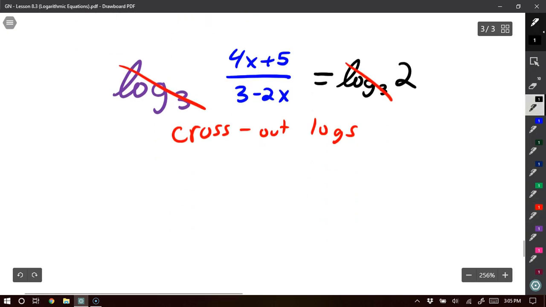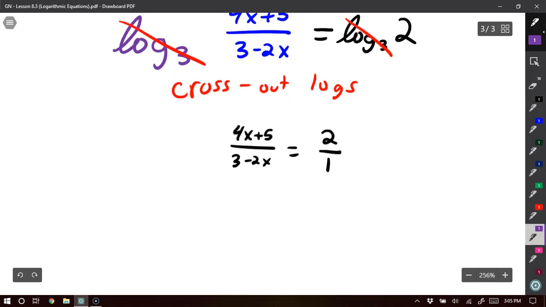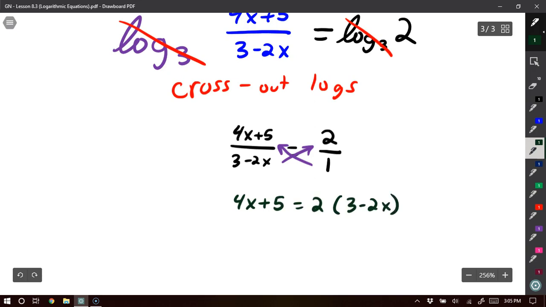Now I'm going to do something really interesting here. When I write down my 4x plus 5, I see it's a fraction over 3 minus 2x. But when I write down that right side, it's just a 2. Well, I'm going to write 2 as 2 over 1. And that's going to allow me to cross multiply. And so I will have anything times 1 is just by itself. So I'll have 4x plus 5 equals 2 times the 3 minus 2x.